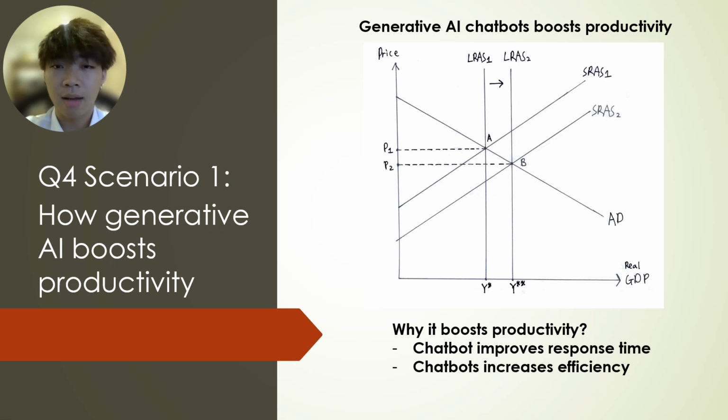Since now things are running more efficiently, the price level decreases from P1 to P2, reflecting a drop in price while increasing efficiency. So in conclusion, the implementation of AI chatbot decreases response time and increases operational efficiency. It allows companies to produce more at a lower cost, which leads to an overall increase in productivity.